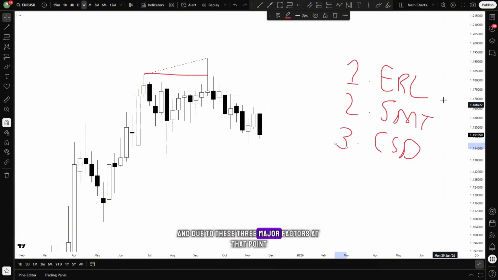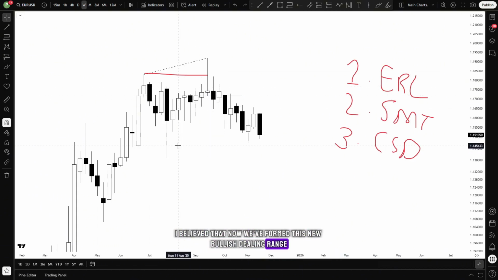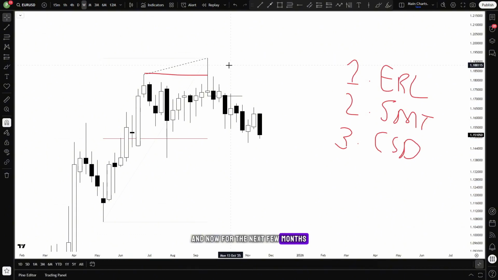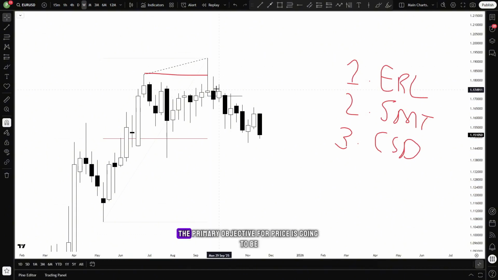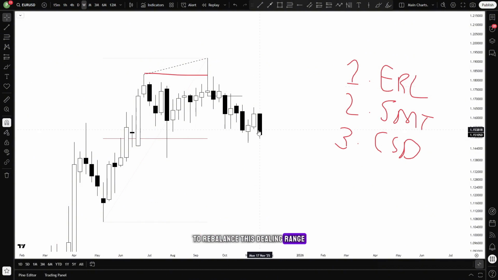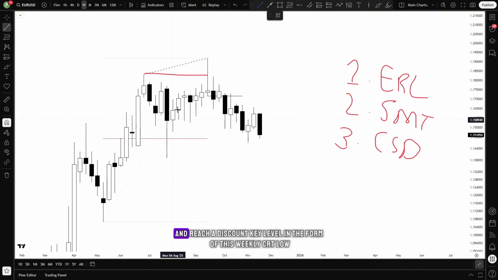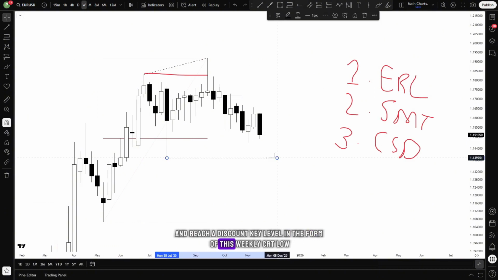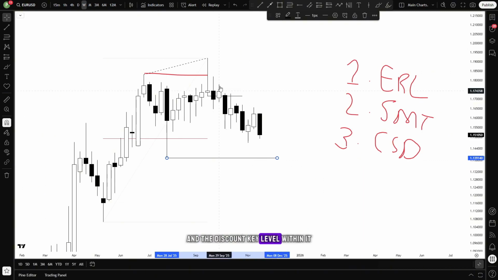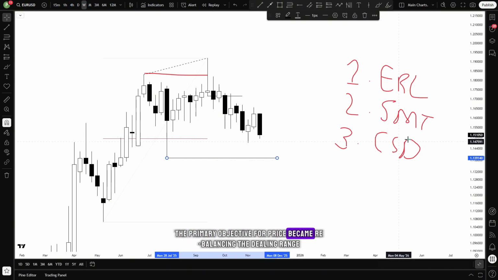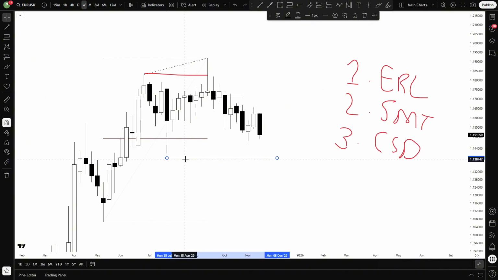And due to these 3 major factors, at that point, I believed that we had formed a new bullish dealing range. And now for the next few months, the primary objective for price is going to be to rebalance this dealing range and reach a discount key level in the form of this weekly CRT low. Due to the formation of this new bullish dealing range and the discount key level within it, the primary objective for price became rebalancing the dealing range and reaching this discount key level.